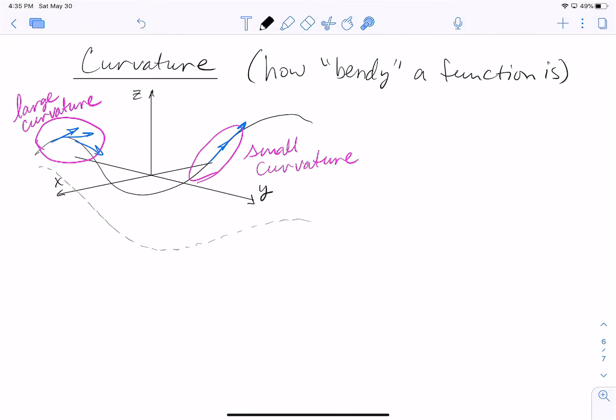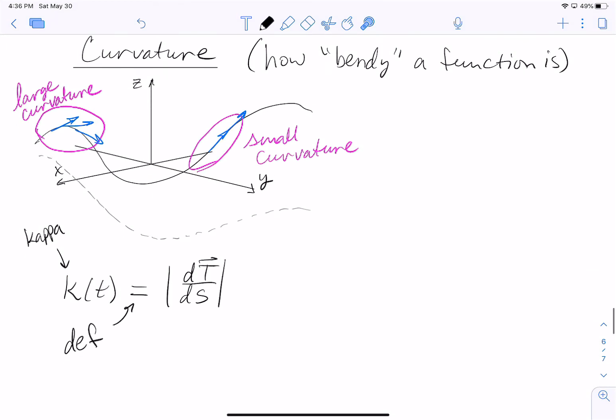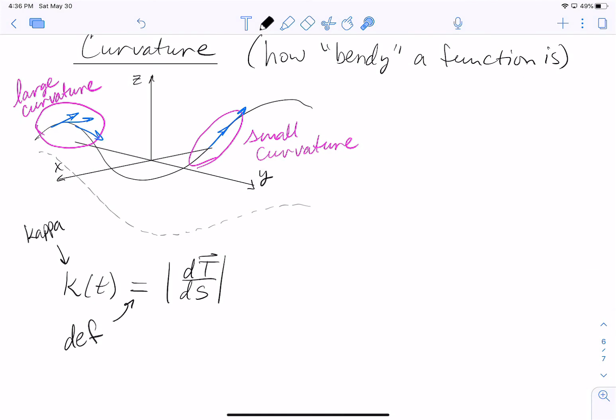This idea leads us to a definition of curvature. It's denoted using the Greek letter kappa. It looks like an uppercase K, but it's not. It's the Greek letter kappa. And it is equal to the magnitude of the derivative of the unit tangent vector with respect to arc length. So I'm going to denote that this is by definition. We're going to have a series of equal signs here in just a moment.